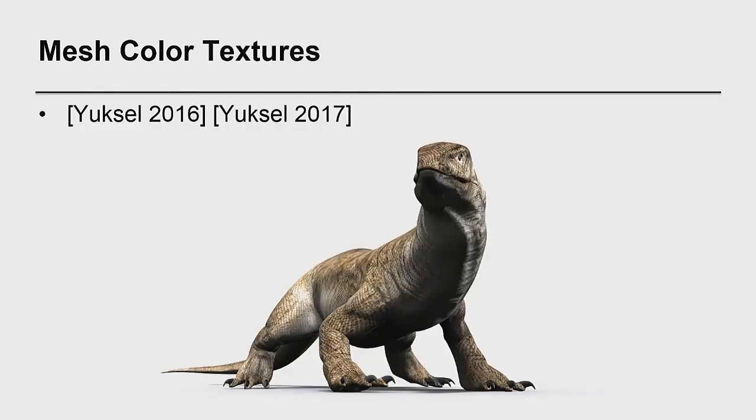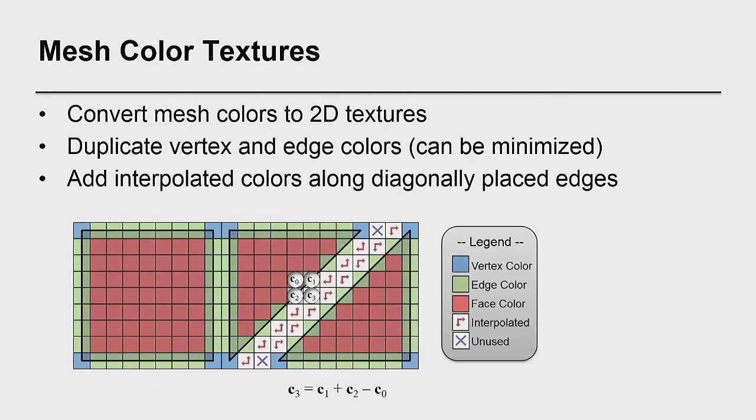So for that, we have mesh color textures. The whole point of mesh color textures is combining the advantages of mesh colors and providing a form of using the hardware texture filtering unit. This is a very new method. Actually, I presented it 3 days ago at HPG. So let's talk briefly about how it works.